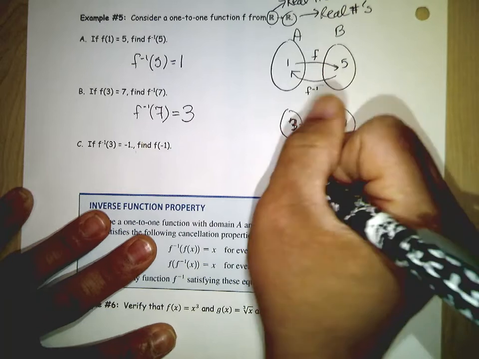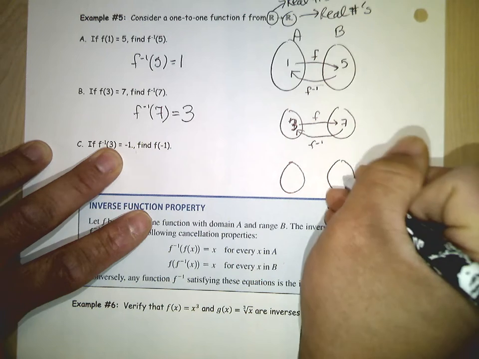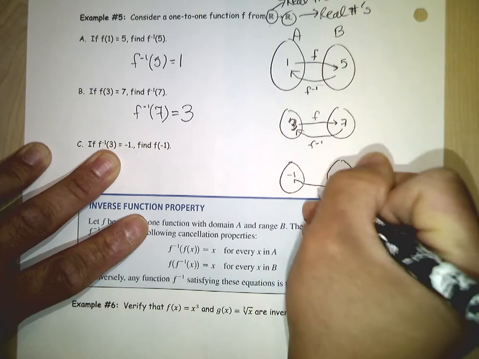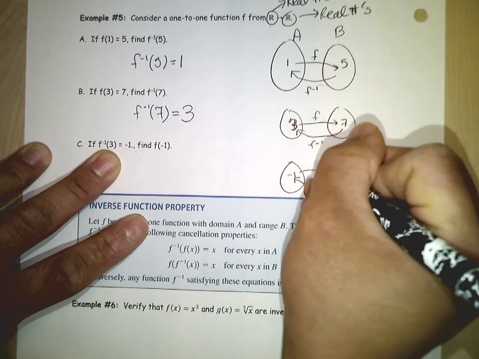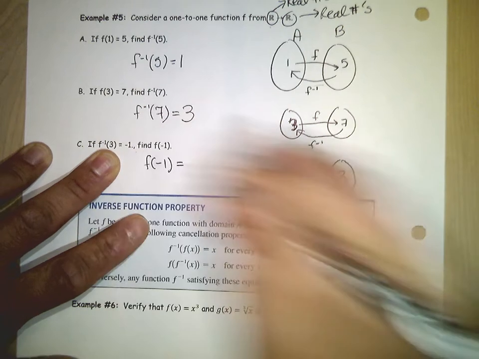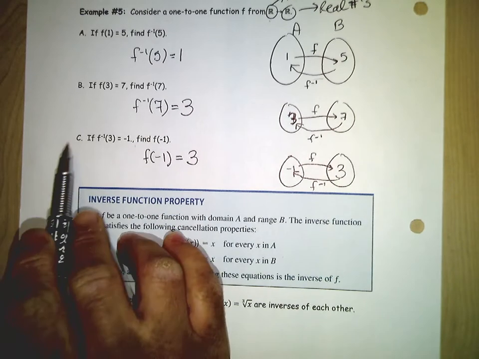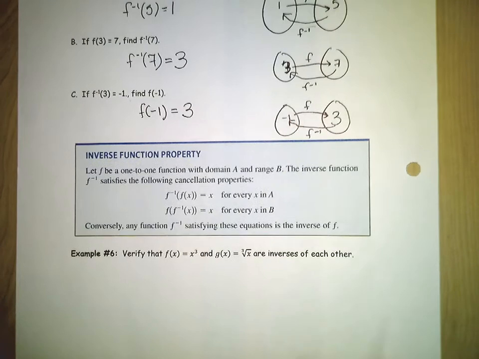All right, and same thing for C. Now, C is a little bit different because they're telling you f inverse of 3 is -1. So if I want to go from -1 back to the 3, then I use f. So f of -1 will be 3. Hopefully you see how that works now that C was flipped around, but I use the same idea here. So the inverse function property, I'll let f be a 1-to-1 function with domain A and range B.